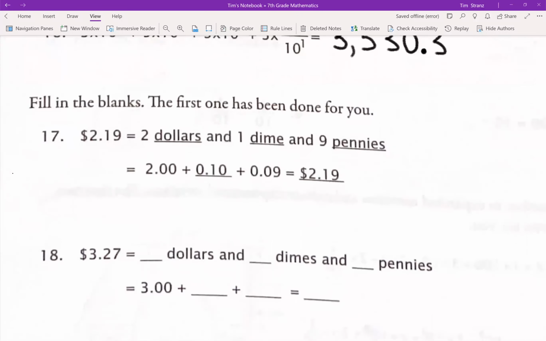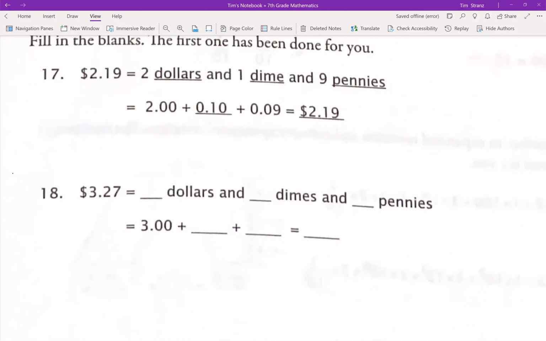Okay, then number 17 has been done for us, so we go to number 18, $3.27. They just want us to fill in this pretty simple little example here. So how many dollars? Well, you can see that there's going to be $3. How many dimes? Each dime is worth 10 cents, so we have 2 of them. So 2 dimes represents 20 cents. And then we have 7 pennies. Okay, all together, that's going to be $3, 20 cents, 7 pennies. All together, that's $3.27. That's all they want you to do on that one.